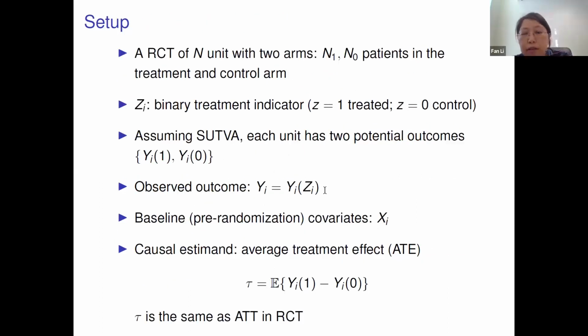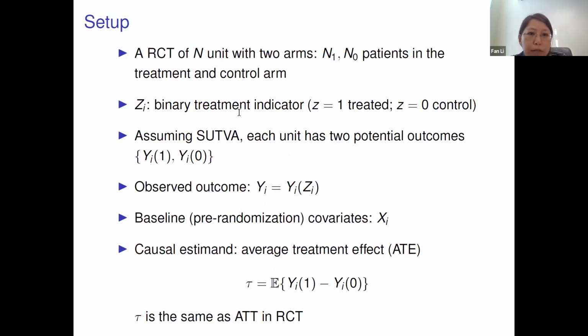Now some general setup. Today what I'm going to talk about is covariate adjustment when you have missing data. But in order to get there, we first need to talk about covariate adjustment. So it's kind of a long detour.